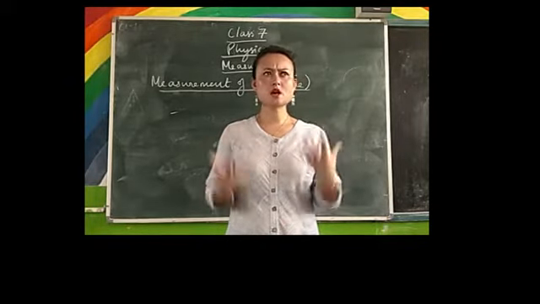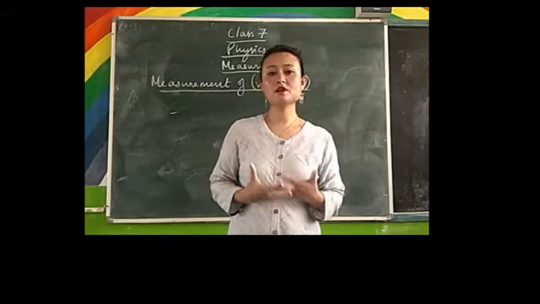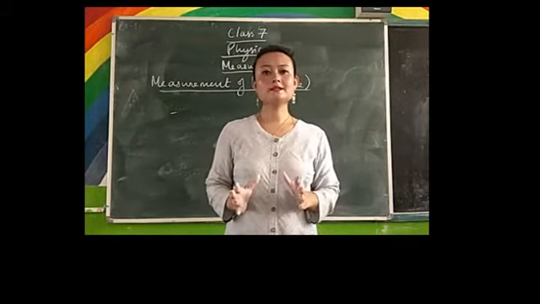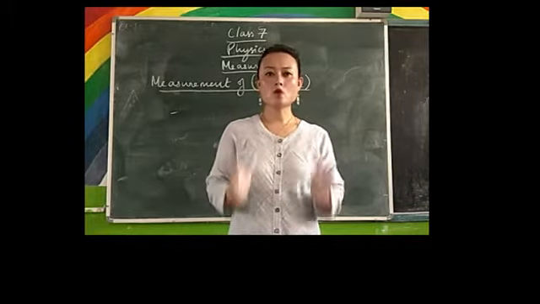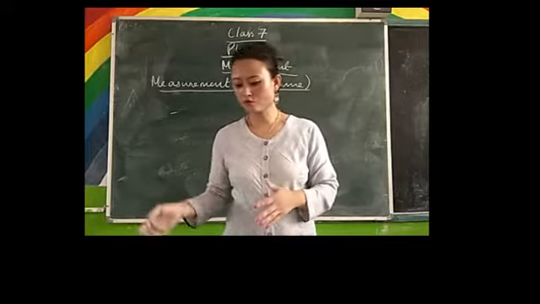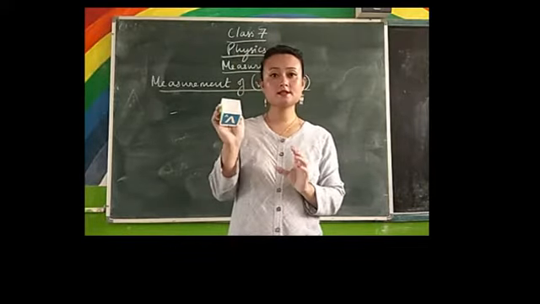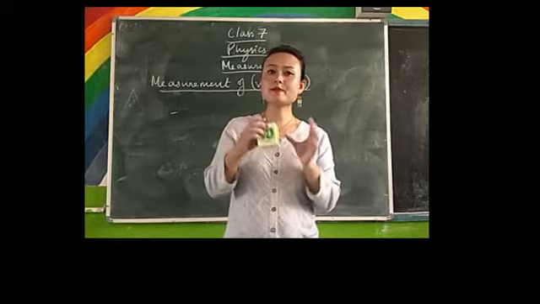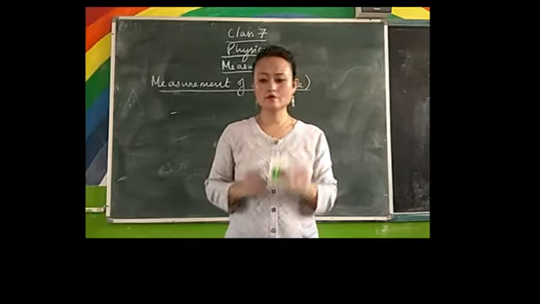Before we discuss how to measure volume, we need to know what volume is. Volume means the space occupied by an object. How much space an object occupies is its volume. For example, you can see this cube here. It occupies a certain space, isn't it? Whatever space it occupies is its volume.